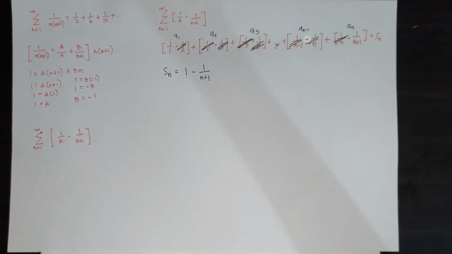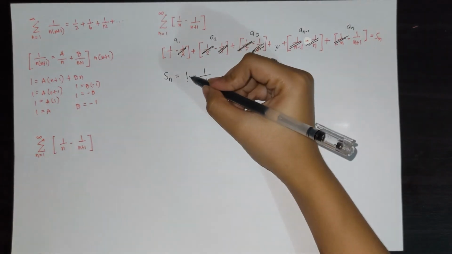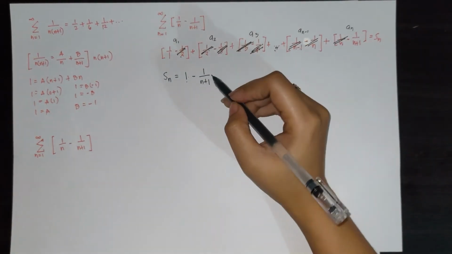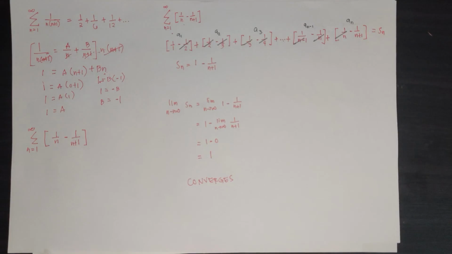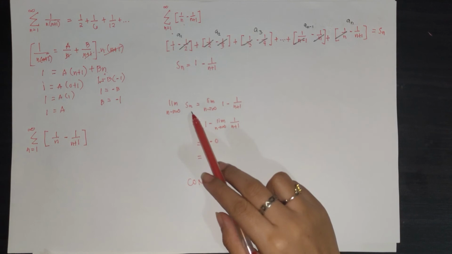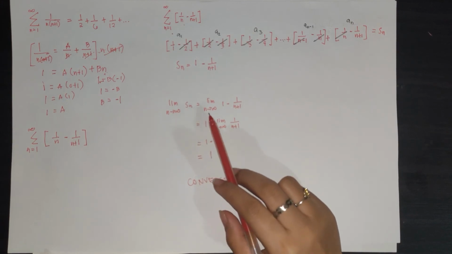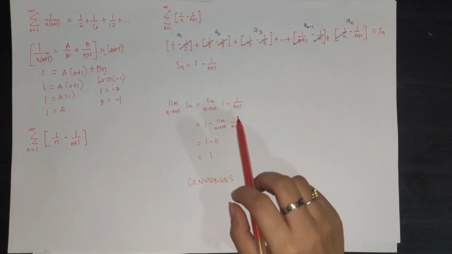So we are left with the first term, which is 1, and the last term, which is negative 1 over n plus 1. Once you have the general formula, take the limit as n approaches infinity for the partial sum formula. And so we have the limit as n approaches infinity of 1 minus 1 over n plus 1.